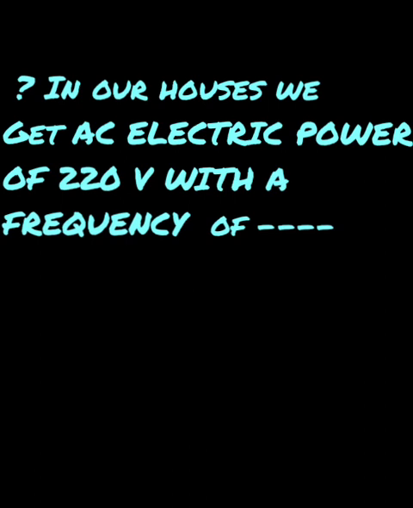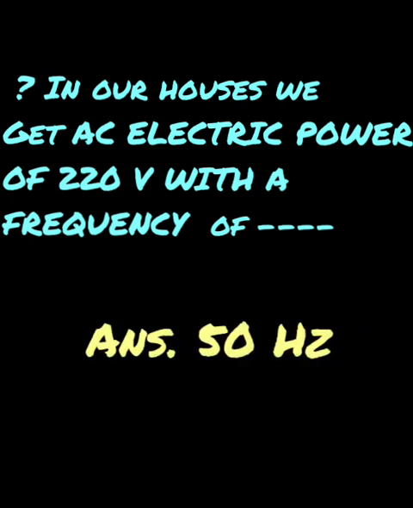Question next. In our houses, we receive AC electric power of 220 volt with a frequency of. The correct option will be 50 Hertz. Hope you are able to understand this whole question and answer. I hope that when these questions come in the exam, you will be able to answer them very easily.